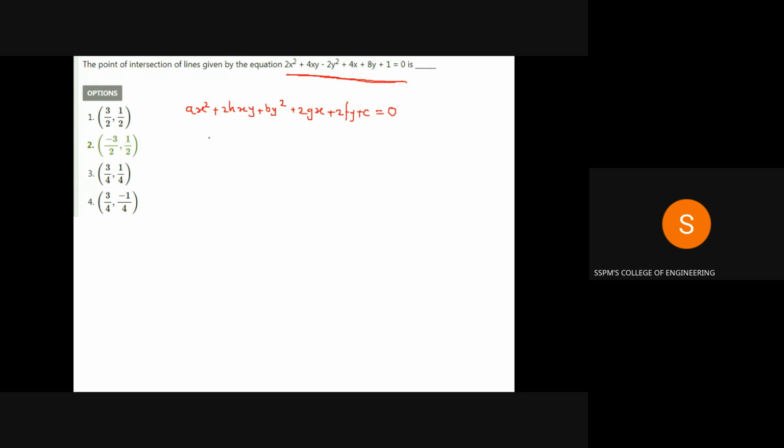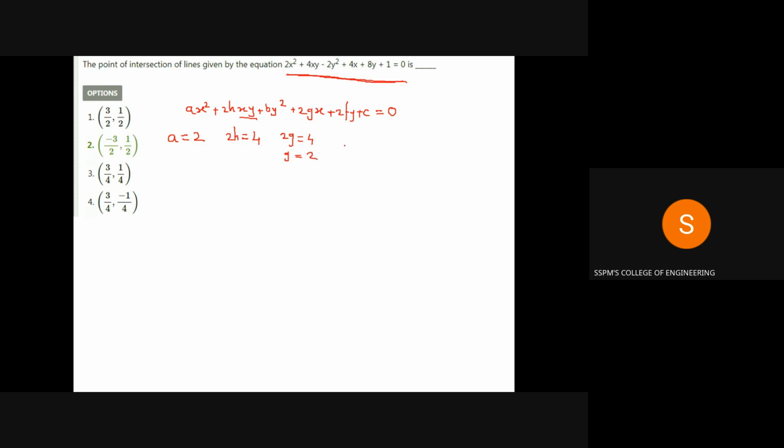So what are the coefficients? First, a is equal to 2 here. Then the coefficient of xy is 2h in the standard form, and in the equation it is 4. So a is equal to 2 and 2h is equal to 4. Again 2g: 2g is the coefficient of x, so 2g is equal to 4. That means g is equal to 2.